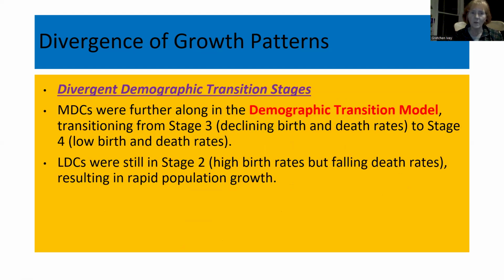Okay, so divergent demographic transition stages. MDCs were further along the demographic transition model, transitioning from stage 3, declining birth and death rates, to stage 4, low birth rates and death rates. I believe currently in the UK, our birth and death rates are right about equal, so we've got a sustained population. LDCs were still in stage 2, high birth rates, but falling death rates, resulting in population growth.